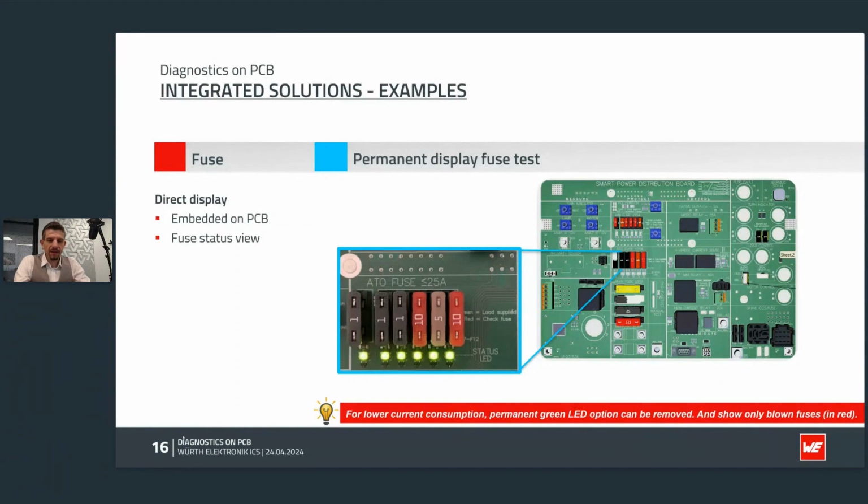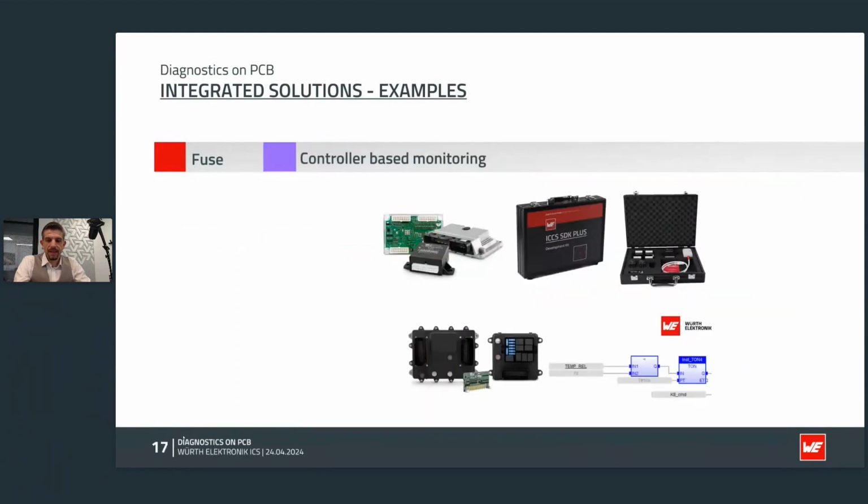We have a variant available as well, where the blown fuse can be shown in red color when blown. In that case, the green LED can be an option which can be removed to save on idle current. That was the easy way, which requires a physical access to the board to achieve a diagnostic.